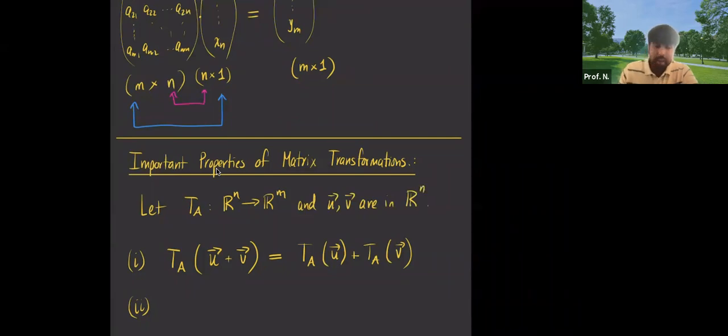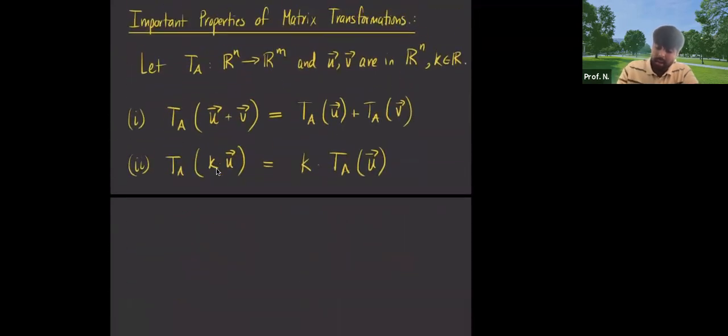Right? And there's another characteristic: if you take a scalar multiple of a vector, and K is a scalar number, then this is equal to K multiplied by T, the transformation of just U. You just multiply by K. Now you should be able to say that this is true because of the idea of matrices.